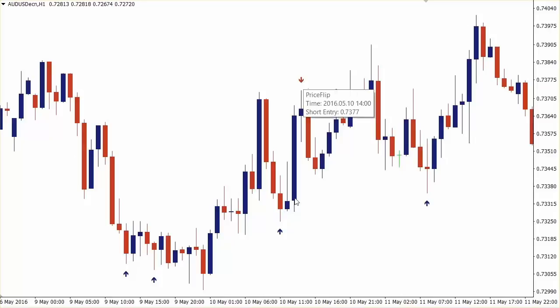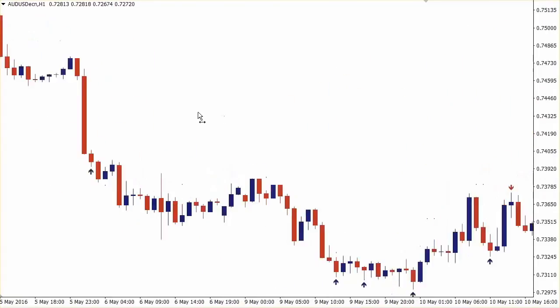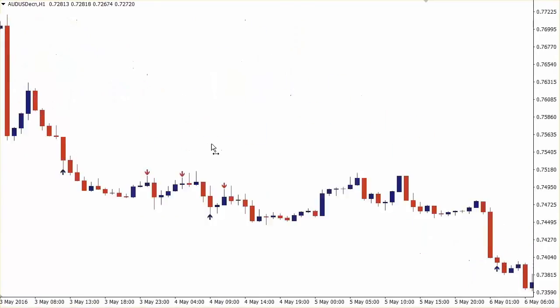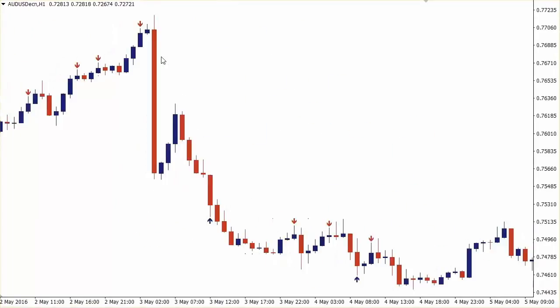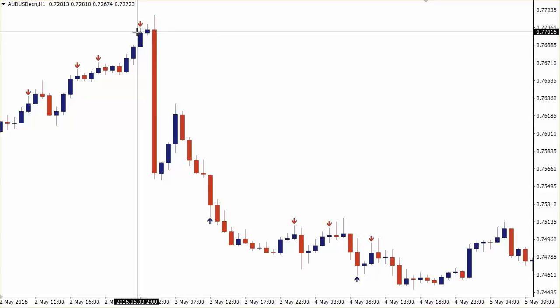Over here, we've got a nice move up. Here again, so you can see once again that we've got some good moves. Here's a great one over here. It was a really small wick, but nevertheless, I'll take it.